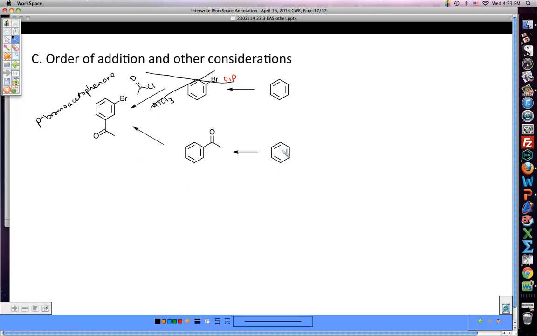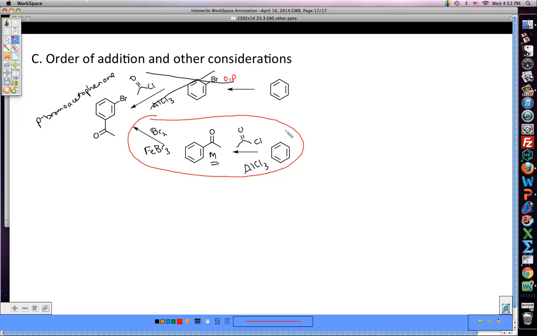Well, will this work? We know we can do the Friedel-Crafts. That makes acetophenone. Now, can I brominate? Will bromination with my regular bromination conditions give me this product? Yes, it will, because this is an electron withdrawing group and therefore a meta director. So this pathway is the pathway I must use to go from benzene to meta-bromoacetophenone.